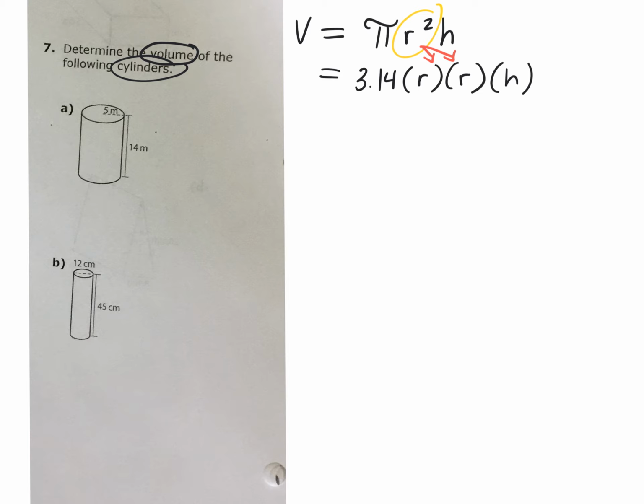Okay? If you don't do it that way, you can't punch in 3.14 times radius squared on your calculator. It won't give you the right answer. You have to actually break it apart. Radius times radius. So what is a radius?